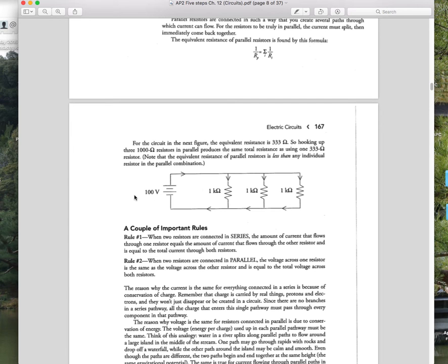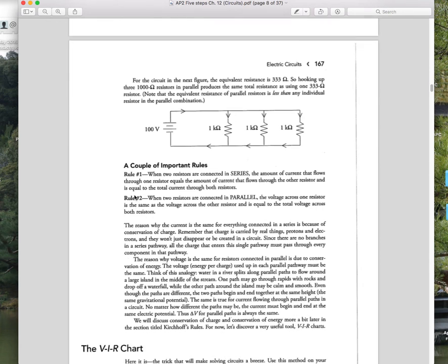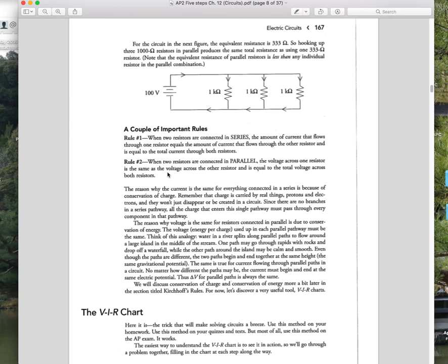So one of the things you've got to be careful of is understanding that a battery doesn't provide charge, it provides energy, and that energy pushes the charge. That's what the potential difference is, energy per charge. So here's the rules for series and parallel circuits.